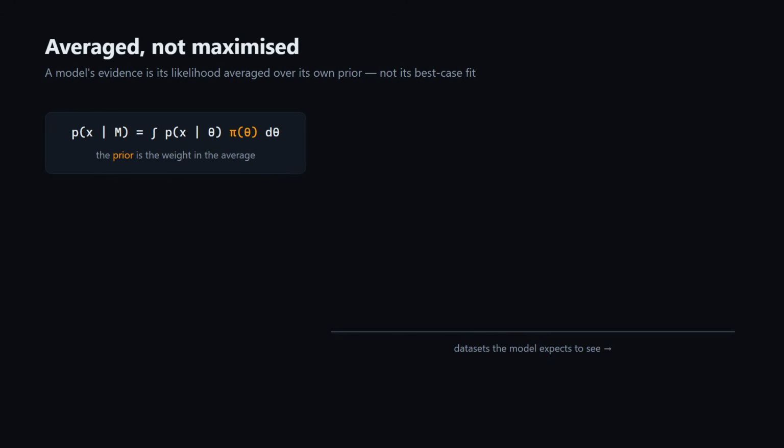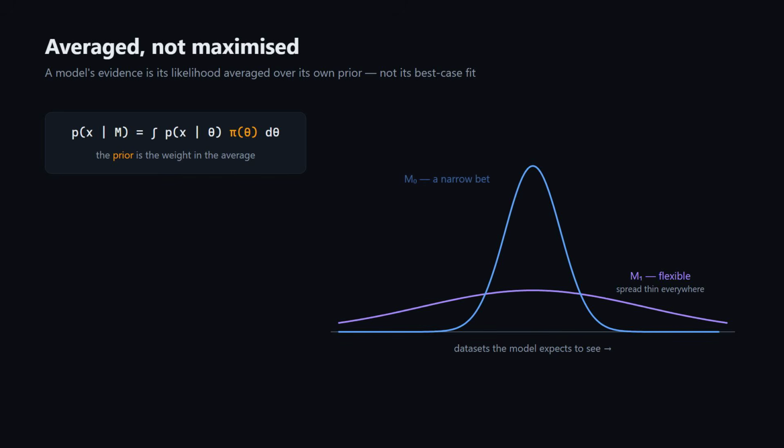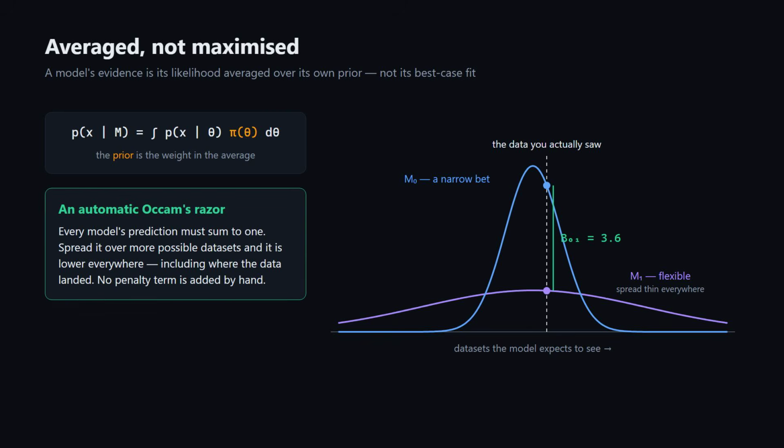That predictive term is a marginal likelihood, the likelihood averaged over the model's own prior. Averaged, not maximized. A flexible model spreads its prediction across many possible datasets, so it is thin everywhere. The simpler model bets narrowly. If the data land where it bet, it wins, an automatic Occam's razor, with no penalty term added by hand.